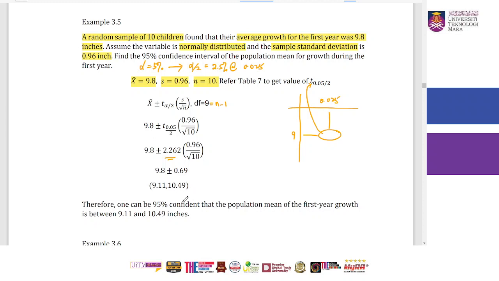So you can say that therefore one can be 95% confident that the population mean of the first year growth is between 9.11 and 10.49 inches. Okay. So itu caranya untuk kita dapatkan dia punya confidence interval.